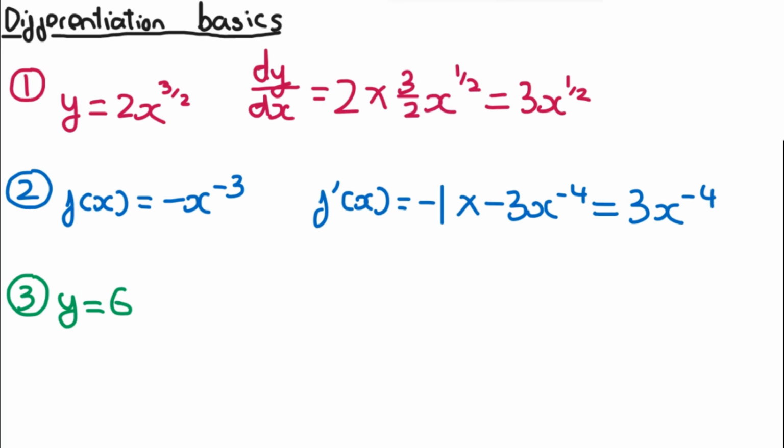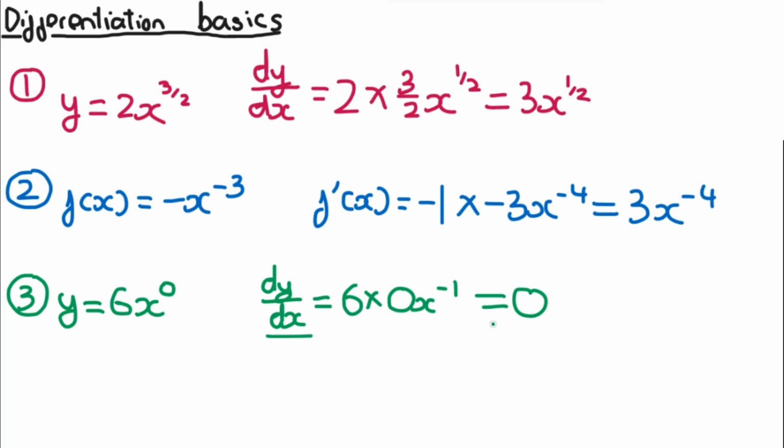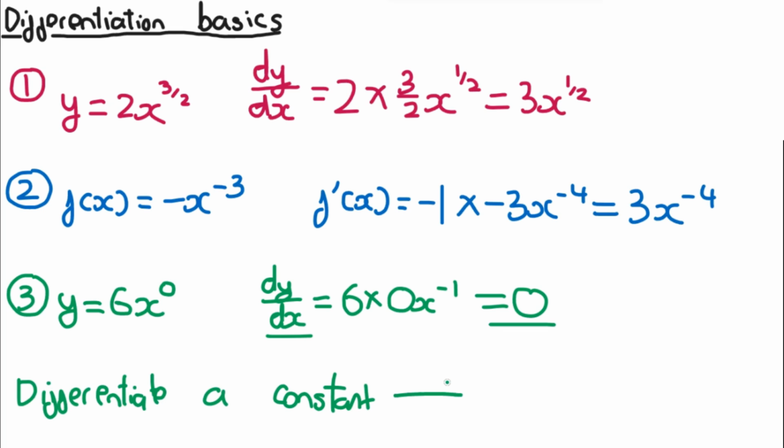The last example, y is equal to 6. Remember, this is technically 6x to the power of 0, as x to the power of 0 is 1. So if you differentiate this, dy over dx is going to be equal to 6 times, and the differentiation is going to be 0x to the power of minus 1. We're doing 6 times 0, so therefore this whole thing is just going to be 0. This is something that you just need to remember: when you differentiate a constant, it always becomes 0. That's just something you need to remember.